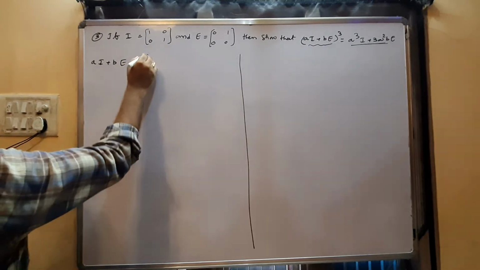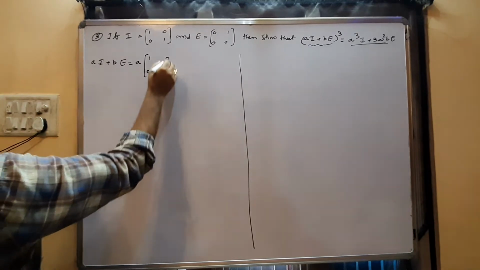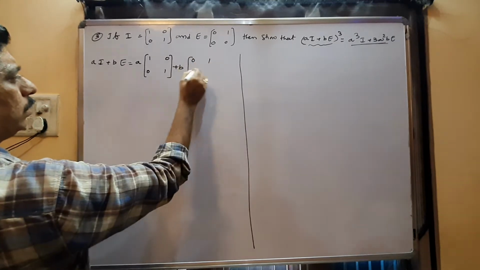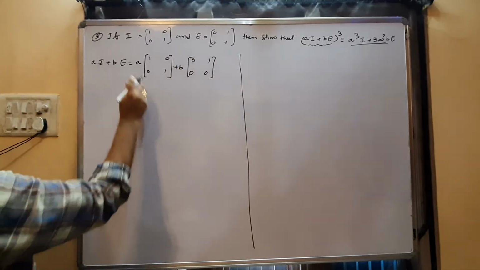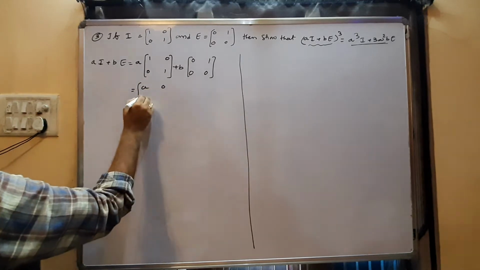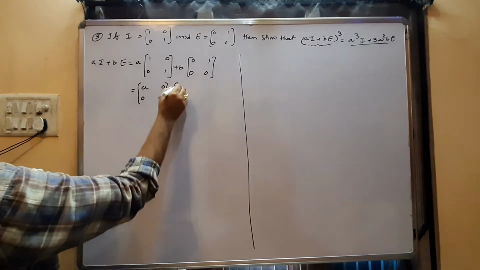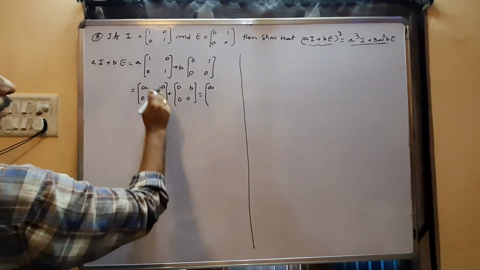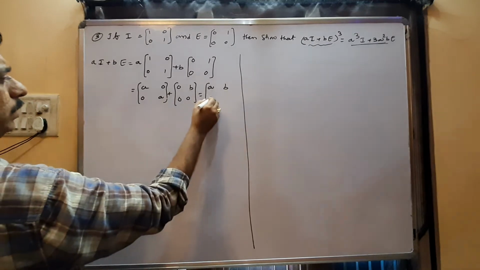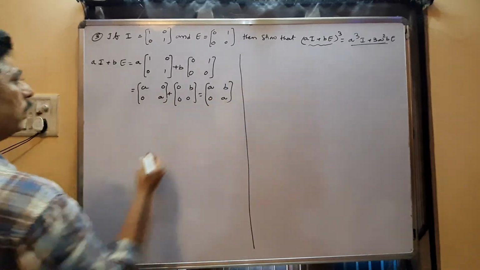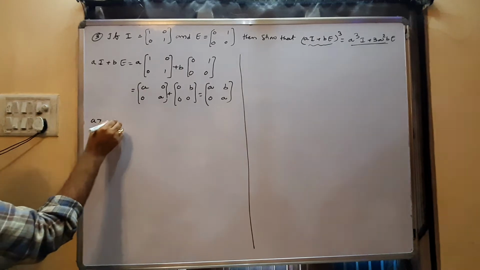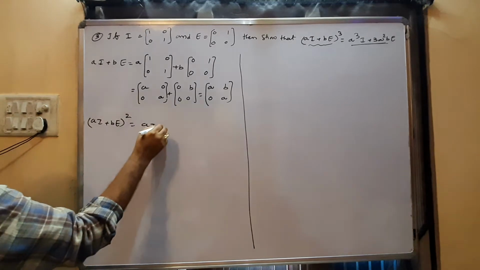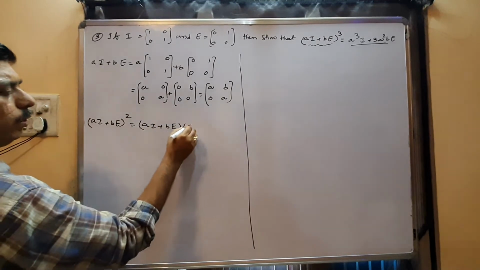Substitute in this matrix. I is 1, 0, 0, 1. Substitute the I matrix and the E matrix: plus b into 0, 1, 0, 0. Multiplying inside, a into 1, a into 0, 0, 0, a, plus 0, b, 0, 0. You can add now. a plus 0 is a, 0 plus b is b, 0 plus 0 is 0, a plus 0 is a. They ask to find (aI plus bE) whole cube. So before finding the whole cube, you have to find the whole square, that is (aI plus bE) into (aI plus bE).